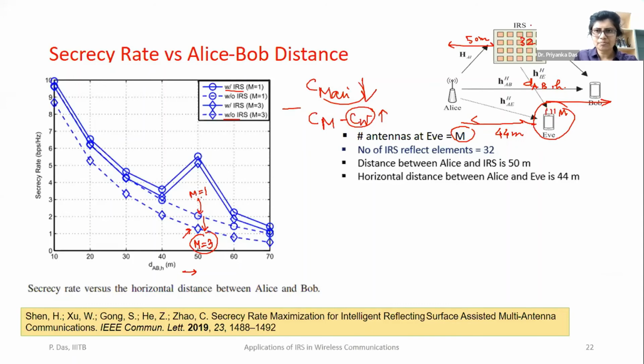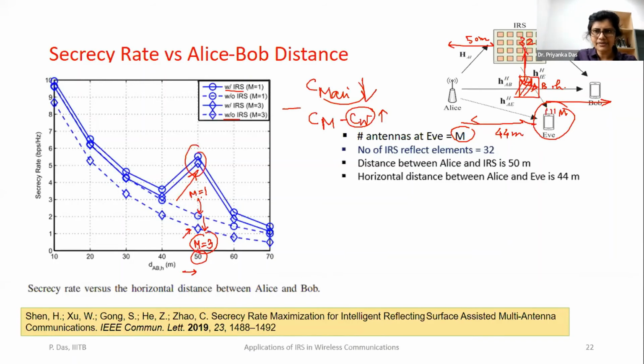Now place your IRS and see how these things change. They do a very good thing: they place the IRS here and change the Bob distance. The IRS is located at 50 meters, and when Bob is also located close to the same area, parallel to the IRS at a distance of 50 meters, the capacity first decreases and then increases. You will get the trend, it's increasing.